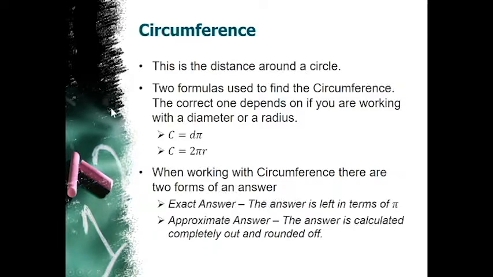Probably one of the more popular measurements that you will see in a circle besides the radius and the diameter is the circumference. Circumference is something that you should have a little bit of background knowledge on. The circumference is basically the distance around the circle or the perimeter of a circle. If we're ever talking about the perimeter of an object and you see a circle, you can automatically assume that they're talking about the circumference of that circle.